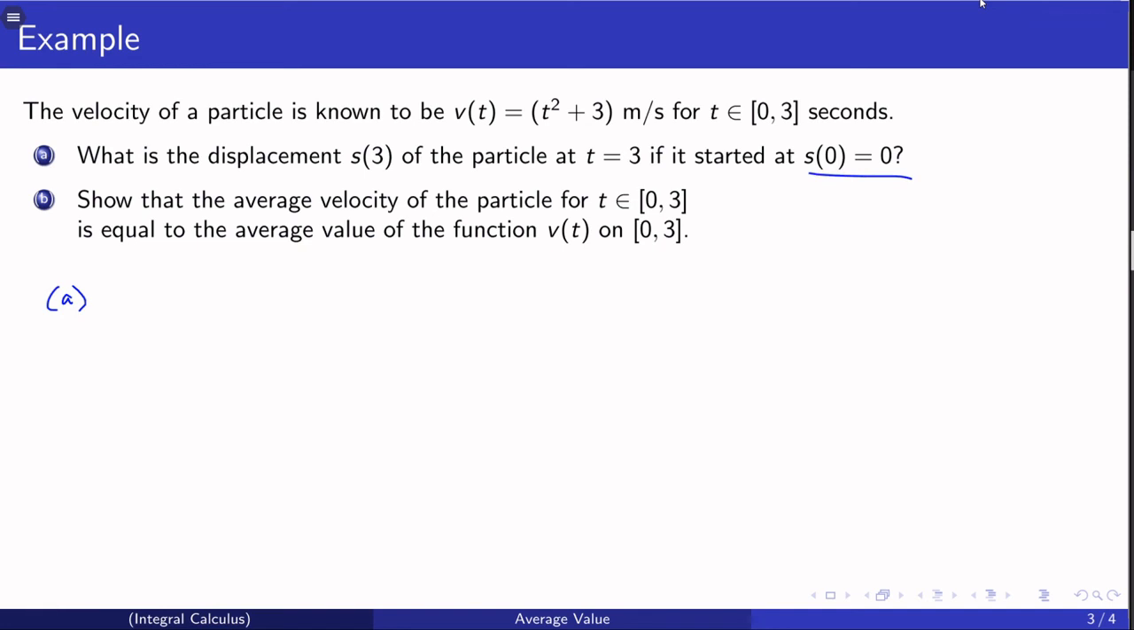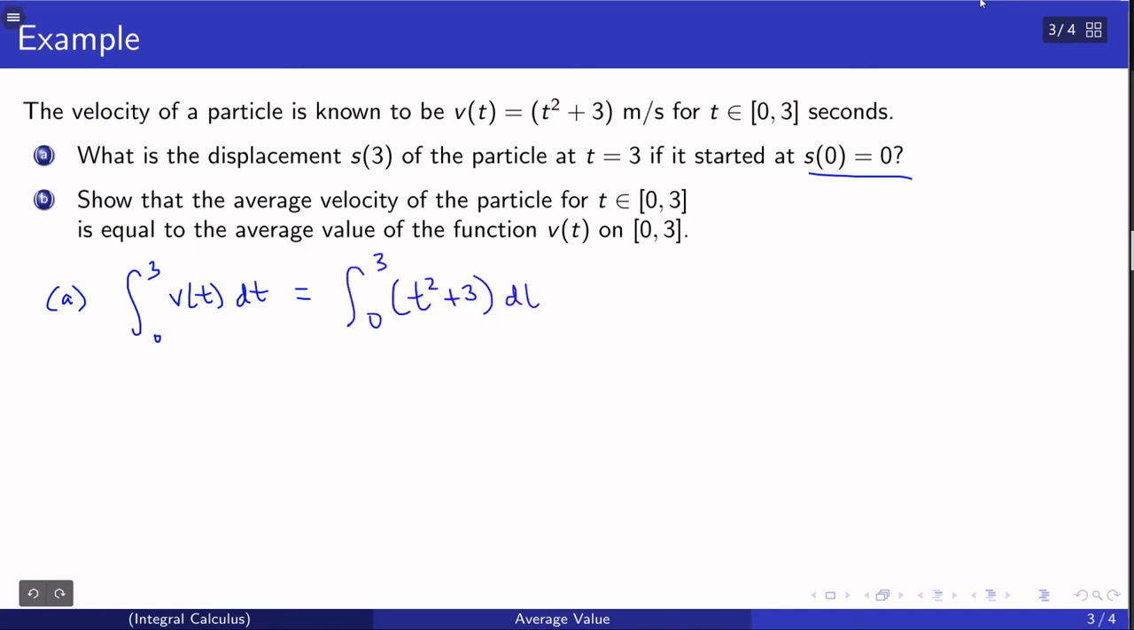And so we know from the net change theorem that the integral of v of t dt from 0 to 3 is equal to s of 3 minus s of 0. Right? And so what we do is simply, well, let's evaluate the integral. Integral of t squared plus 3 dt is 1/3 t cubed plus 3t, evaluated from 0 to 3, and this is 9 plus 9, or 18. 18 minus 0 is still 18.